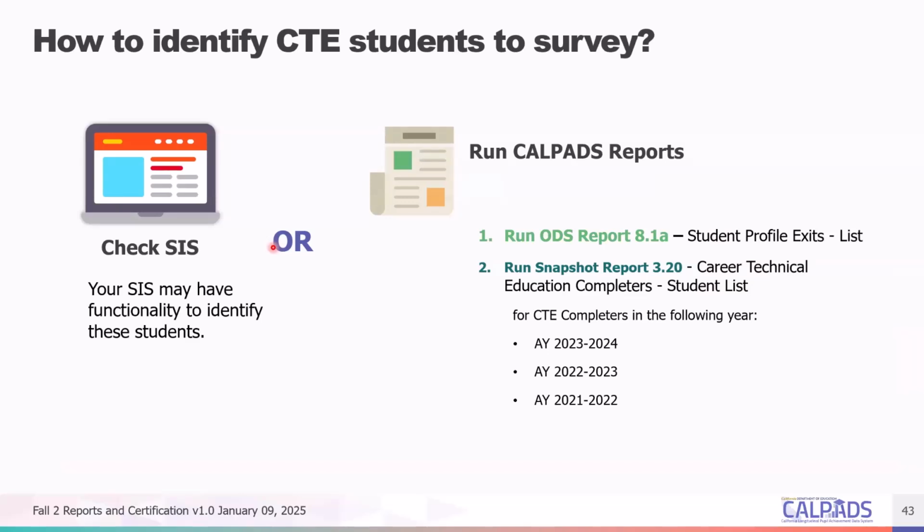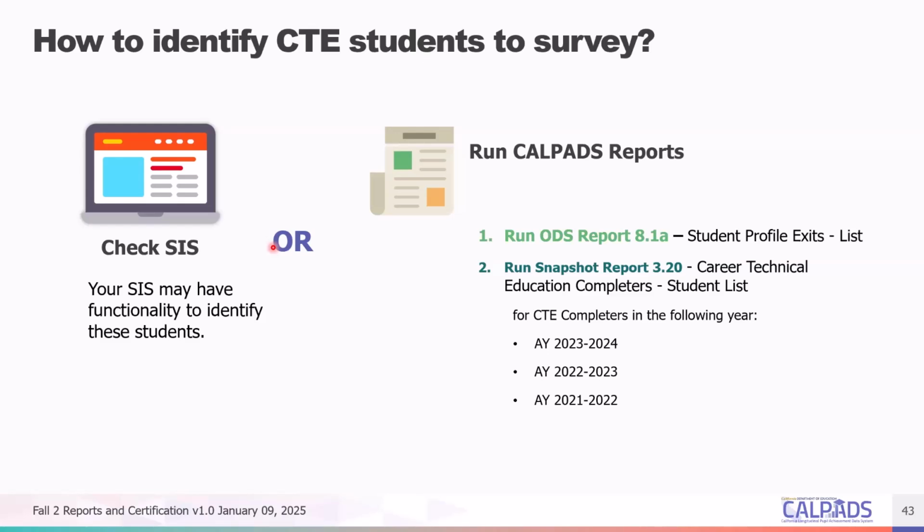So how do you determine the list of students to survey? Number one, you can generate it from your SIS based on the parameters that we've mentioned. The student has to be a completer last year and has completed a CTE pathway at any point during their time at the district. If your SIS has the capability to run a query, then you can generate it internally.